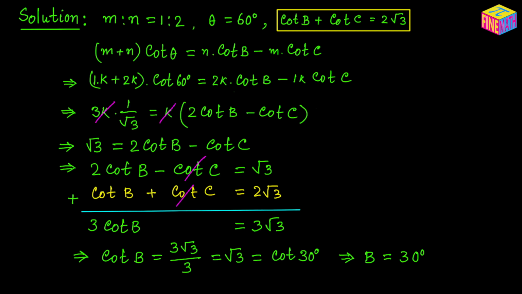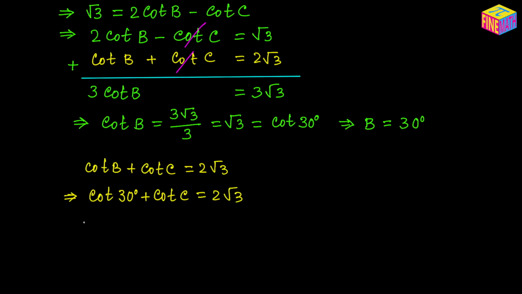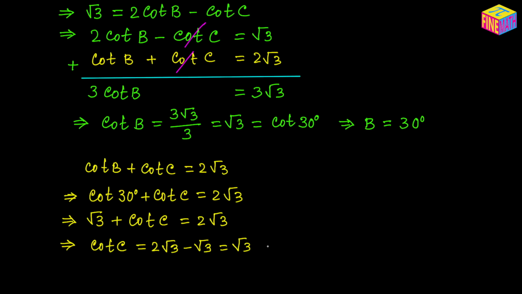Alright, let's try to find out the angle C using the given equation, where we have cotangent of B plus cotangent of C is equal to 2 times square root of 3. Here let's plug in the values. We have angle B as 30 degree, so cotangent of 30 degree plus cotangent of C is equal to 2 times square root of 3. And from here we can say that cotangent of 30 degree is actually equal to square root of 3, plus cotangent of C is equal to 2 times square root of 3. And from here cotangent of C will be equal to 2 times square root of 3 minus square root of 3, that is equal to square root of 3, and that is essentially equal to cotangent of 30 degree. So from here we see that angle C is also equal to 30 degree.